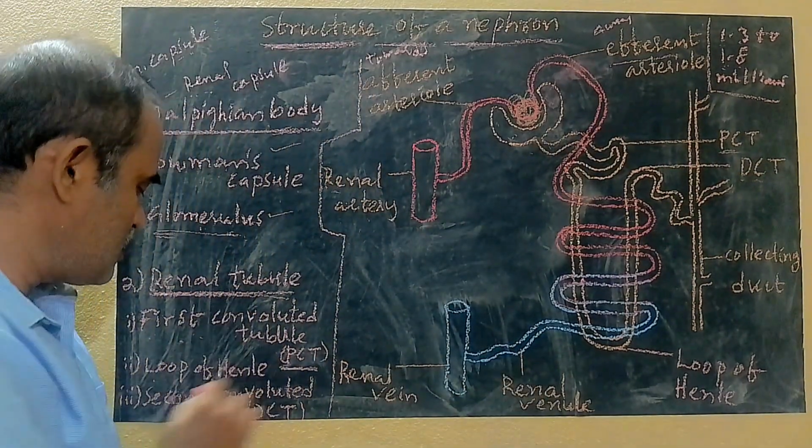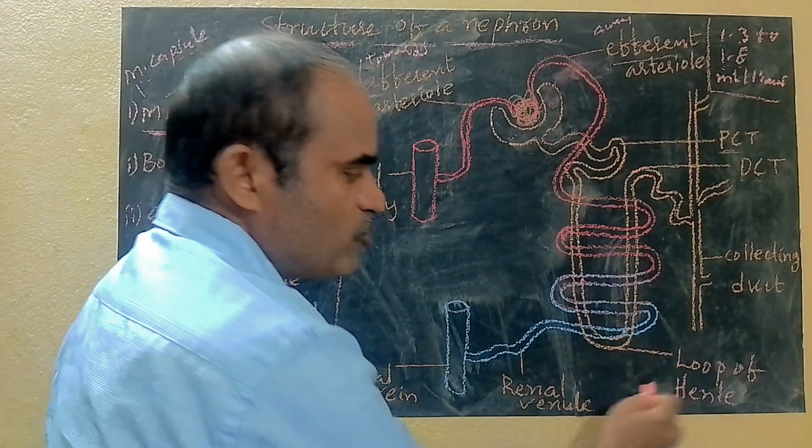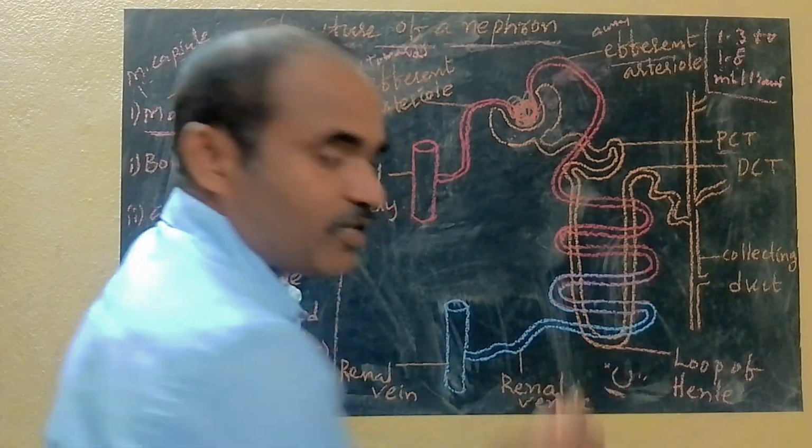The next part of the renal tubule is the loop of Henle. What is the shape of that? U shape.